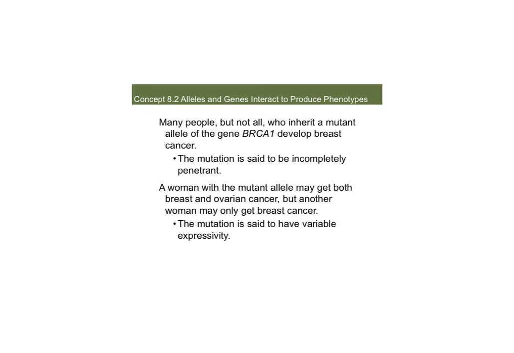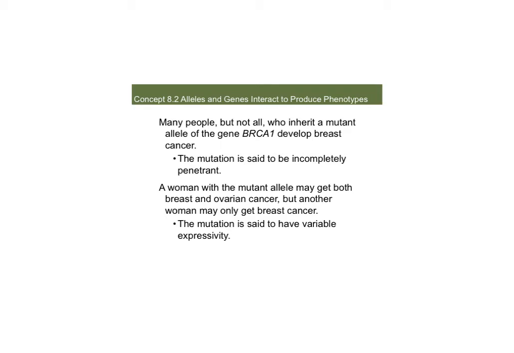These words are important especially in medical fields and medical research. So for example, many people, but not all, who inherit a mutant allele of the gene BRCA1, so the BRCA gene, develop breast cancer. This mutation is said to be incompletely penetrant, meaning that some people can inherit that allele of the gene and not develop breast cancer.